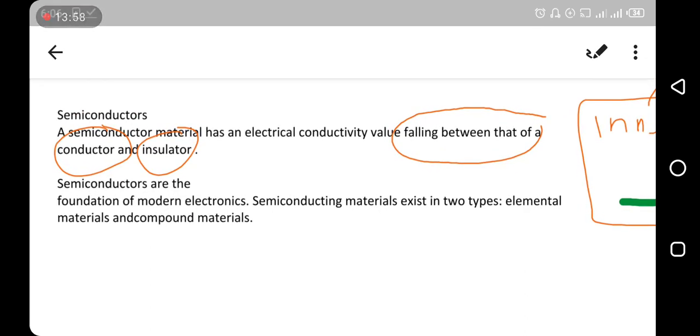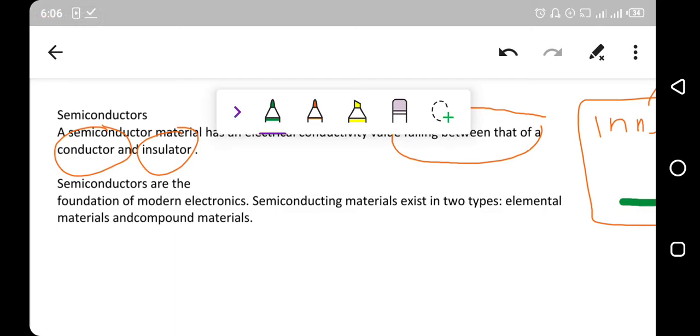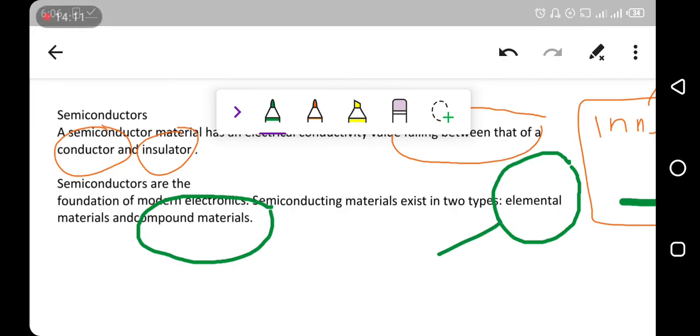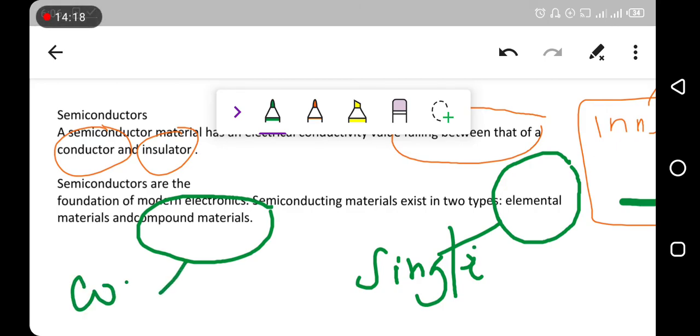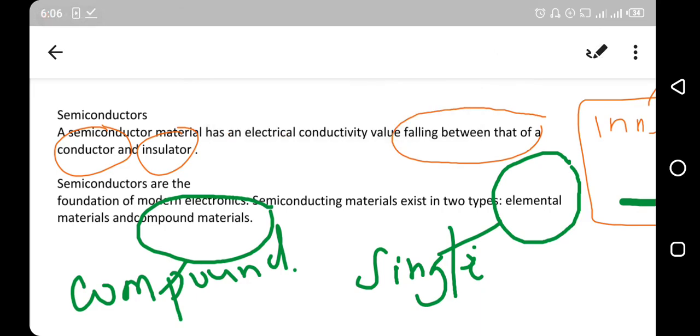Semiconductors are the foundation of modern electronics. Semiconducting materials exist in two types: the elemental materials and the compound materials. Elemental is a single element, and the compound is a compound. Kwa hiyo hizi semiconductor inawezekana zipatikane kama element moja au compound ambayo ina elementi nyingi tofauti.